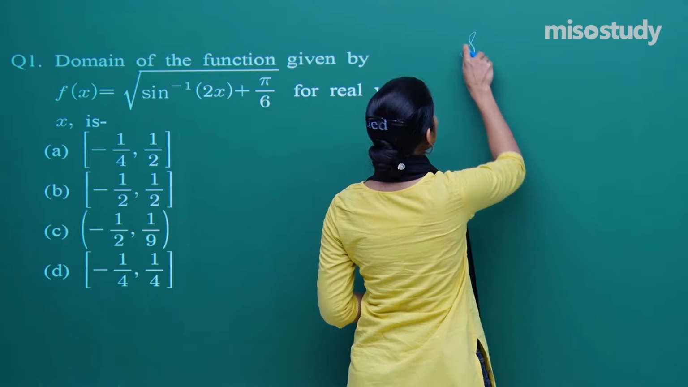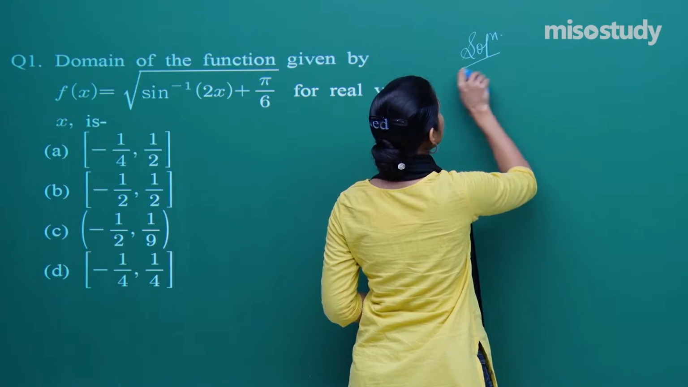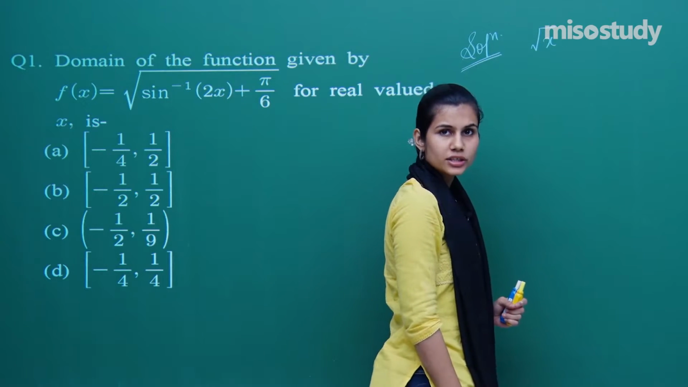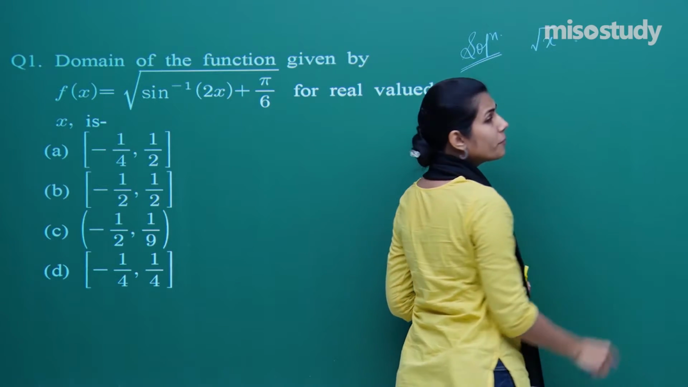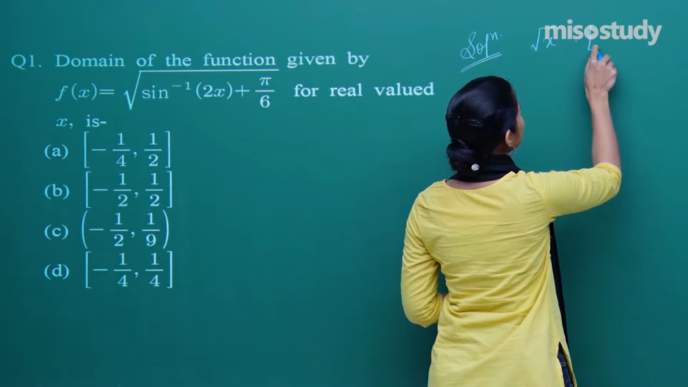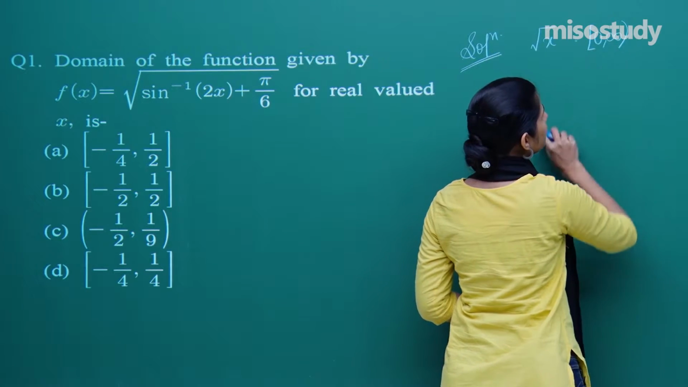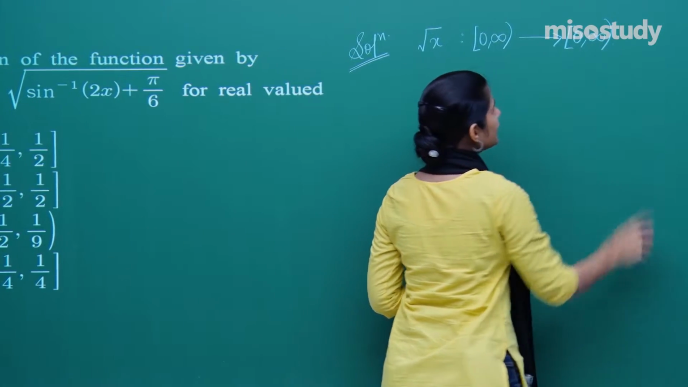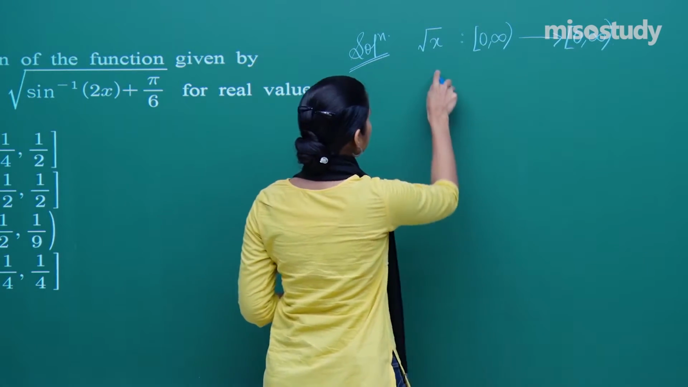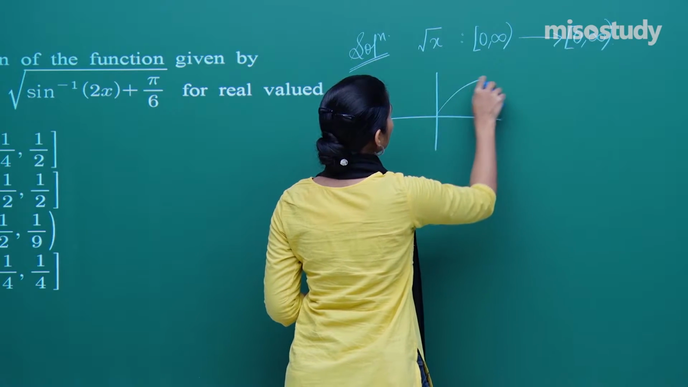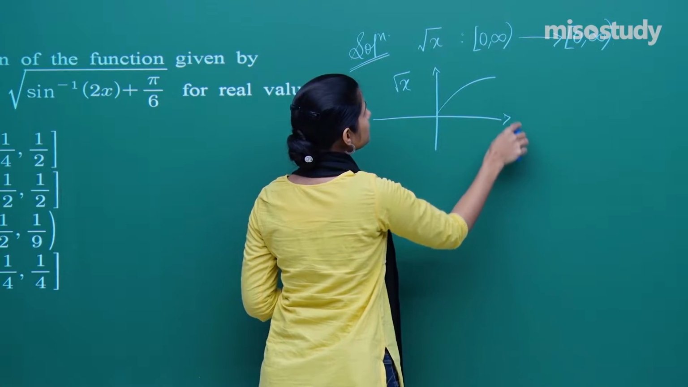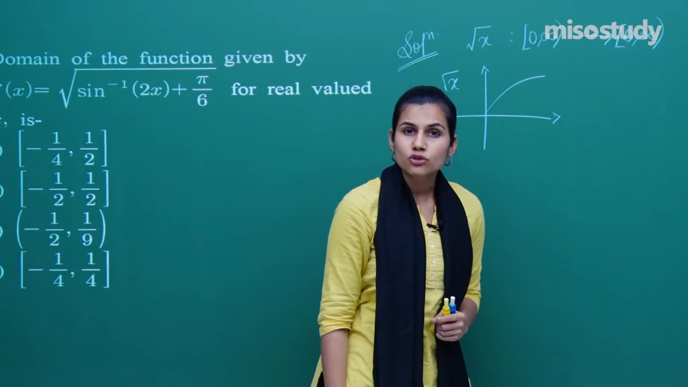If I start with the solution and take, say, under root x as my function, we all know that the domain of under root x is nothing but 0, infinity. In fact, the range also is 0, infinity, and the graph goes something like this. This is my function f(x) equals under root x.